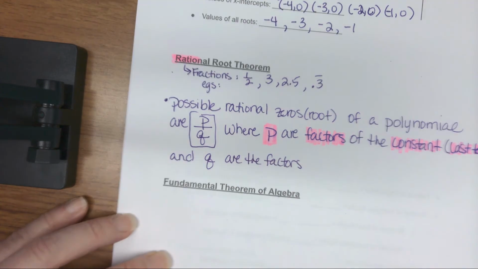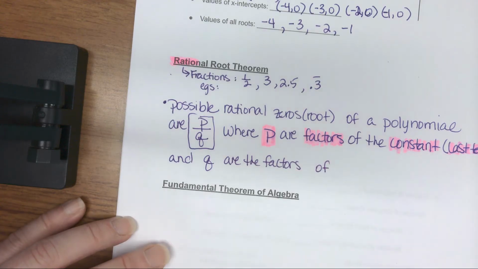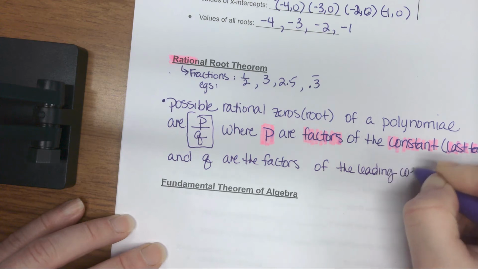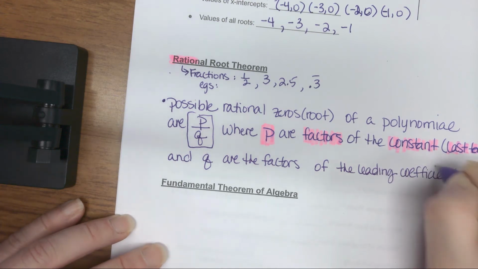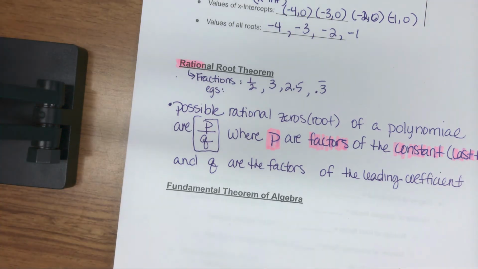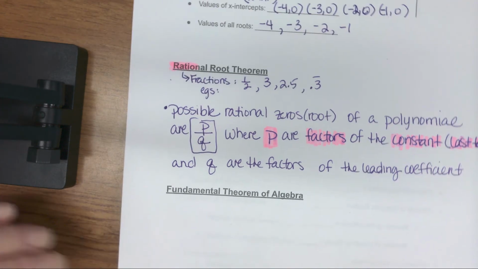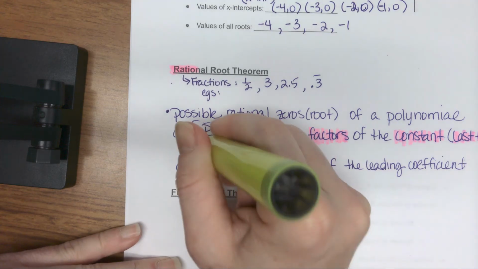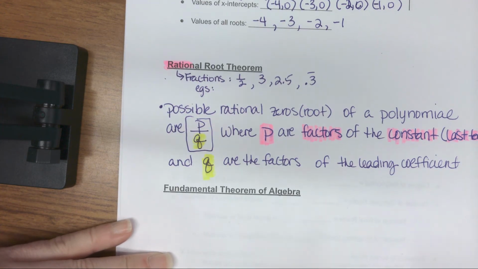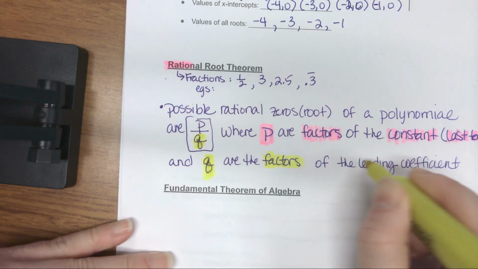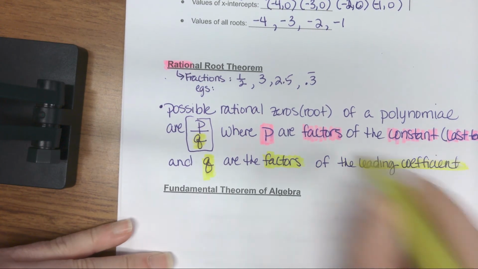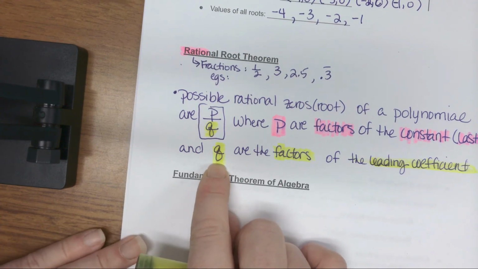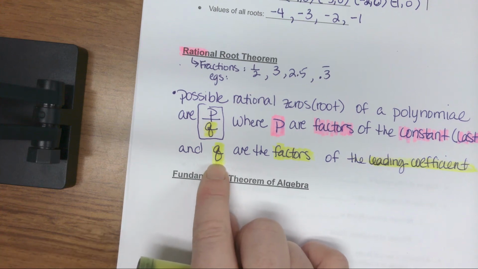Are the factors of the leading coefficient. And we've used that terminology before, so I think you all know what that is. So Q, which is going to be our numbers that go on the bottom, are just going to be the factors of the leading coefficient. Sometimes people screw that up because the leading coefficient is the first thing you see in the polynomial, and human nature is to want to put that on the top of the fraction, but those things are going to go on the bottom.